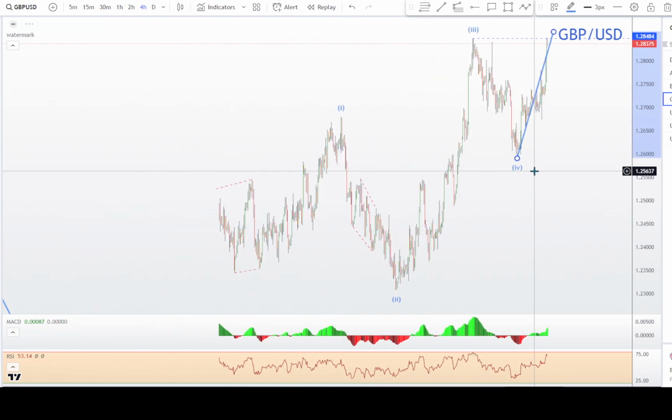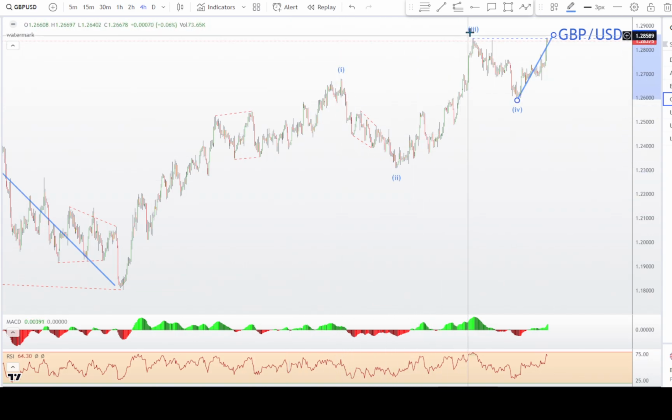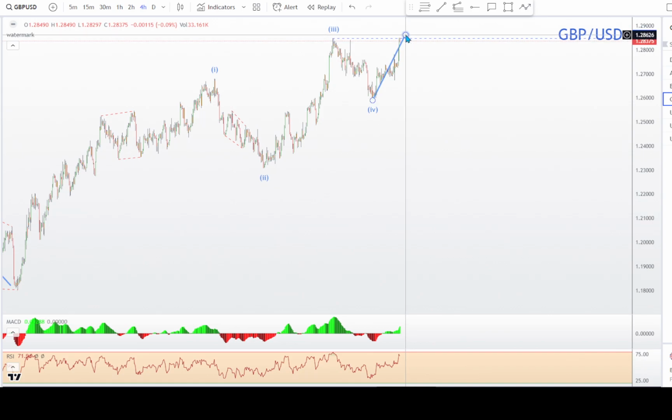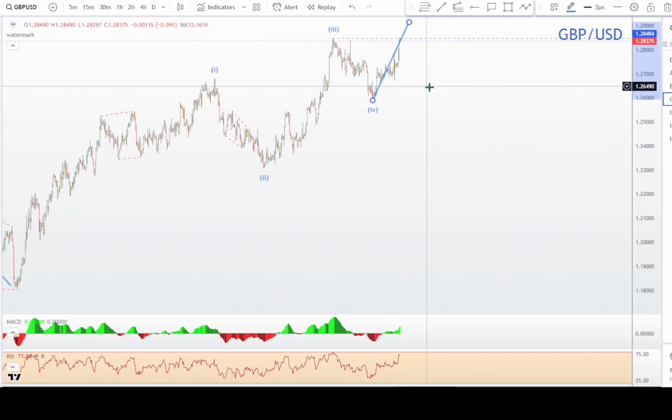Now it could be 1, 2, 3, 4, and then 5, but I think this fifth wave is going to be pushing up much higher. So looking for a little pullback, but still more up.